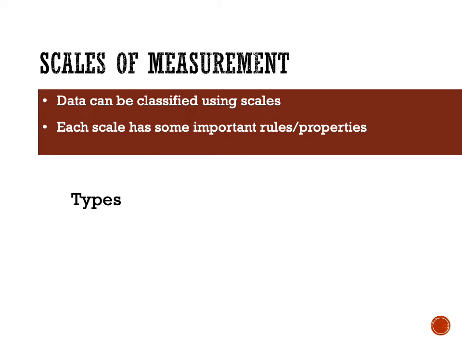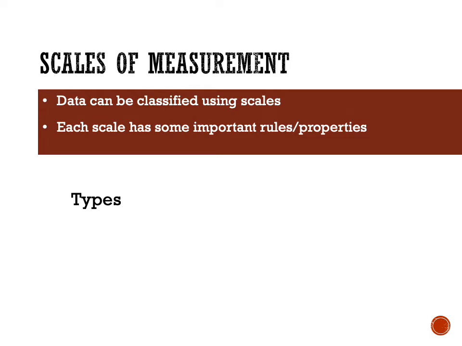We'll start by talking about scales of measurement, which just refers to how we classify our data. People usually think of data as numbers, but what do those numbers mean? What are the properties of those quantitative values? Scales of measurement can help us assign values to these observations. Observation just means the data that we have.